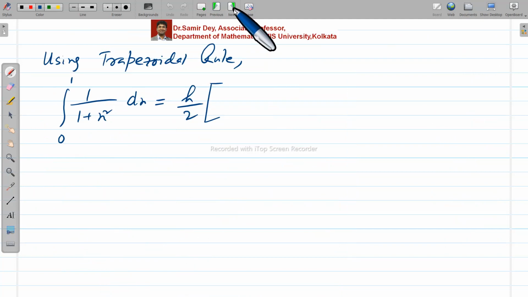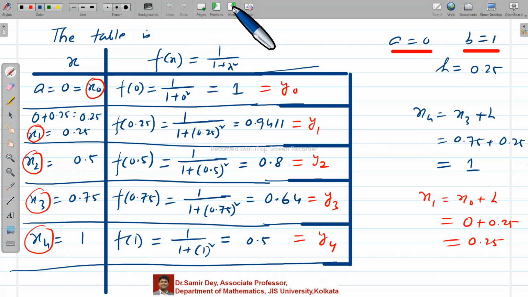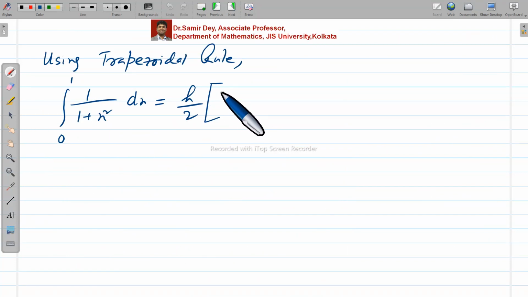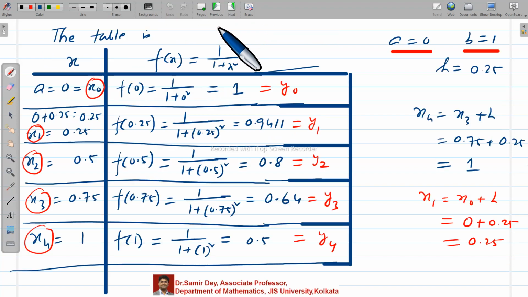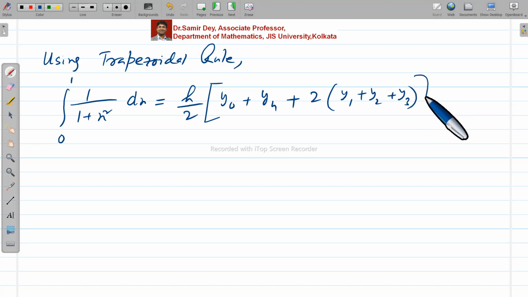Already you know, because from here it is clear, trapezoidal rule, h by 2, starting point, ending point, plus 2 into all other points. Okay? So please write down, that is your y0, y0 and y4: y0 plus y4 plus 2 into y1 plus y2 plus y3. Clear?